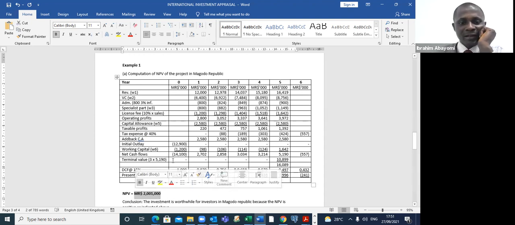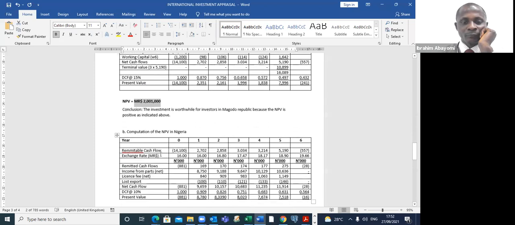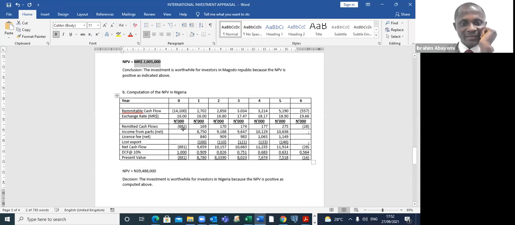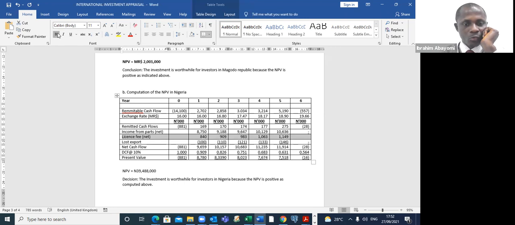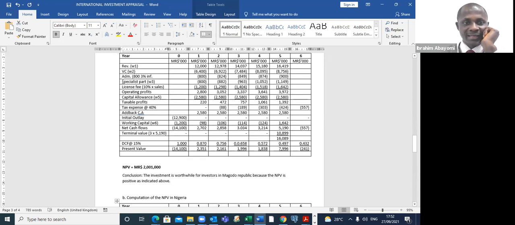Now, when we came to Nigeria, when we repatriated this net cash flow to Nigeria, there was a slight mistake that we made there. Look at it. This license fee, what we have there in Nigeria is still in Magodo Republic dollar. We just picked it from here and took it net. So that is wrong.